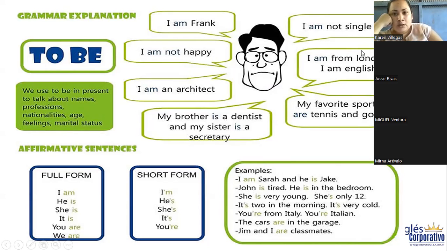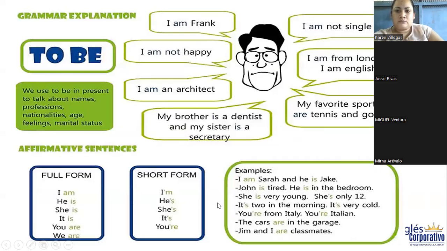Nationalities, I am from London, I am English. Age, I am 35 years old. Feelings, I am not happy. Marital status, I am not single, oh, so maybe he is married. And to talk about other people, for example, my brother is a dentist and my sister is a secretary. Oops, sorry. My favorite sports are tennis and golf. We use are because there are two sports. My favorite sports are tennis and golf.